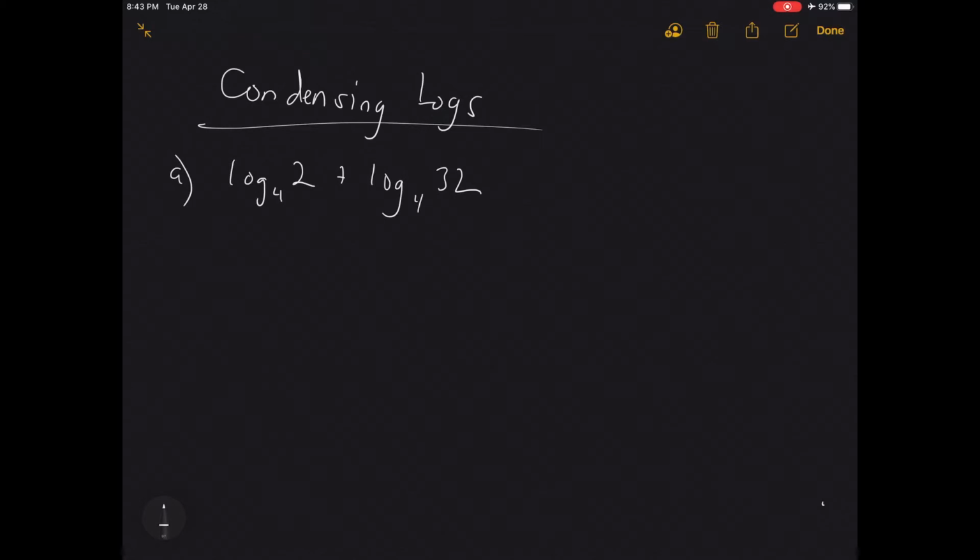So what we should do is we should condense this. We should take the process and go backwards. So if I have 2 logs being added, remember that that comes from one log which has 2 things being multiplied together. One major key: the bases must be the same to condense them. So this is going to end up being 1 log base 4, and because the 2 things here are being added, I'm going to put them back together as multiplication. So that'll be 2 times 32. Well, of course, I can do 2 times 32. That's 64.